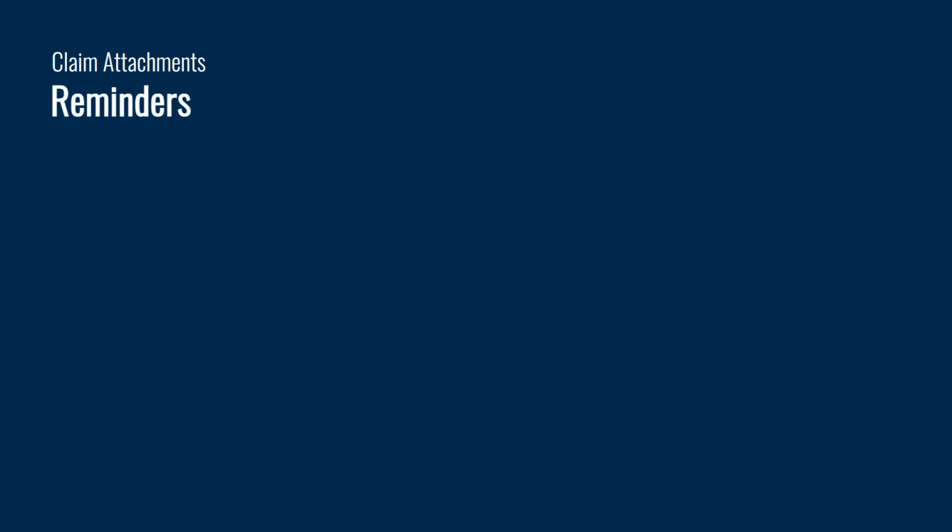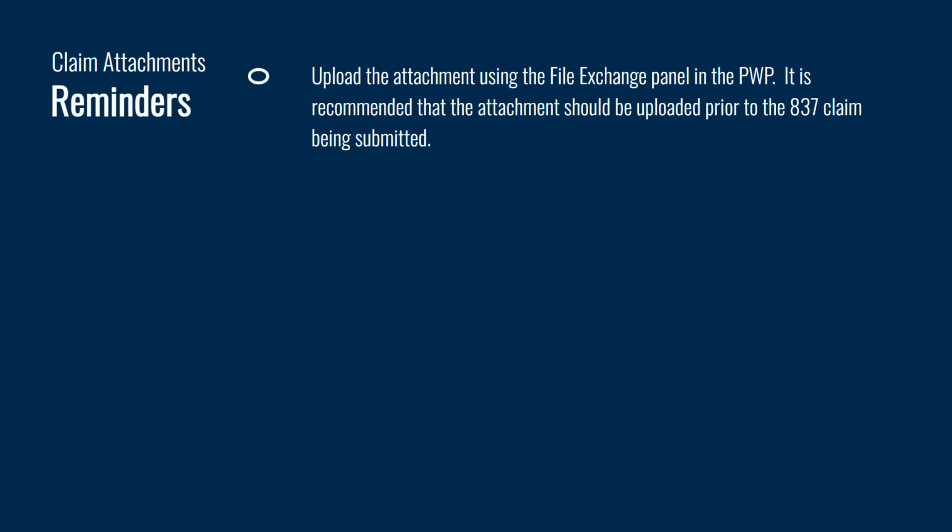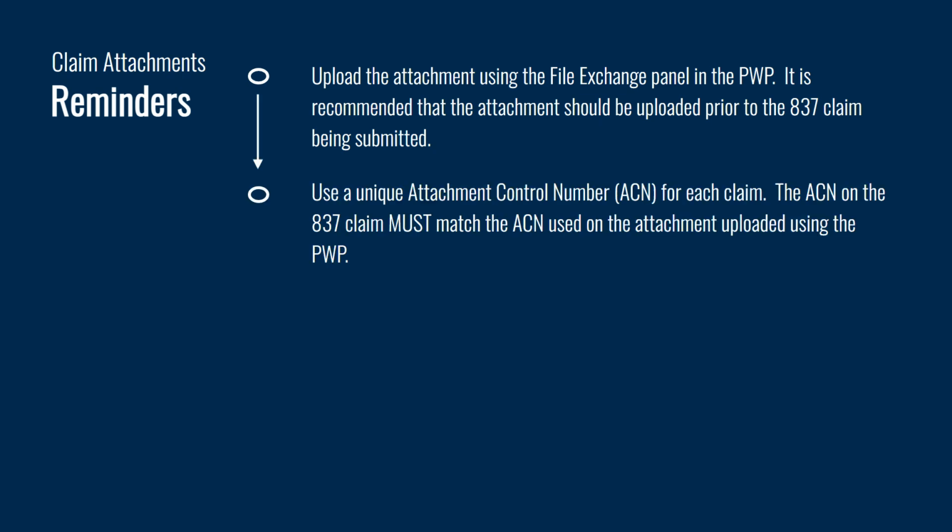Prior to the conclusion of this training, please review the 4 reminders specific to submitting claim attachments using the PWP. First, upload the attachment using the File Exchange tab in the PWP prior to the 837 claim being submitted. Second, please use a unique attachment control number for each claim. The provider is responsible for creating the unique ACN for each attachment uploaded through the PWP. The ACN on the 837 claims must match the ACN used on the attachment uploaded using the PWP.